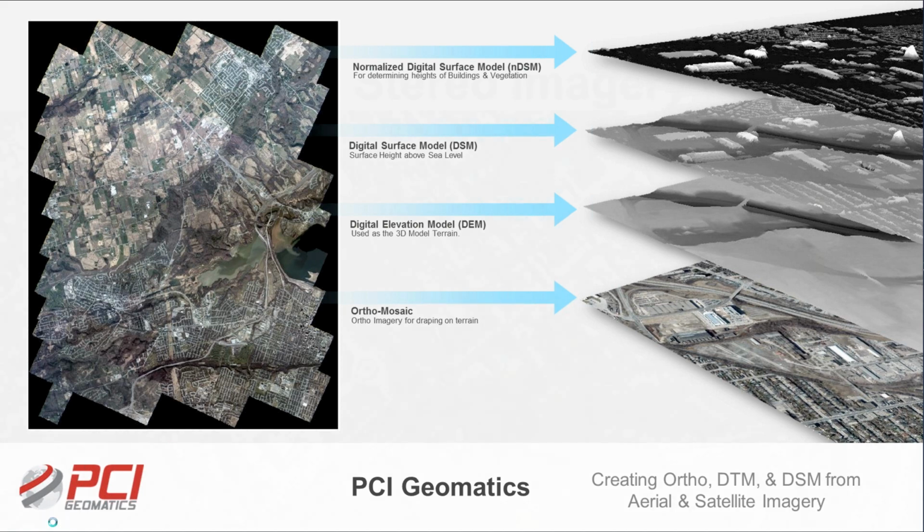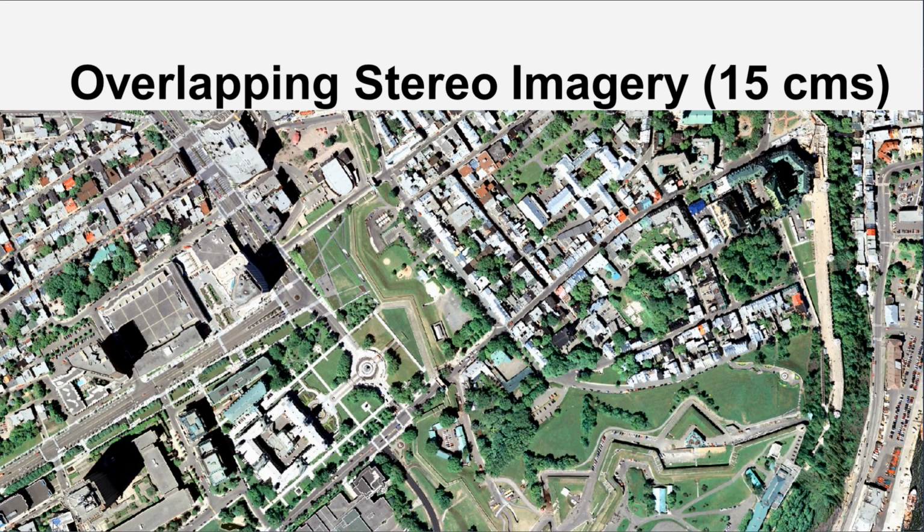So now let's dive into some examples of products. In this case, here's an example of satellite imagery with overlapping stereo pairs that have been merged together at 15 centimeters resolution, and it's been auto-rectified and mosaicked together. Now out of this, using the AutoDEM and the processes that we just spoke about with PCI software, we can create a DSM.